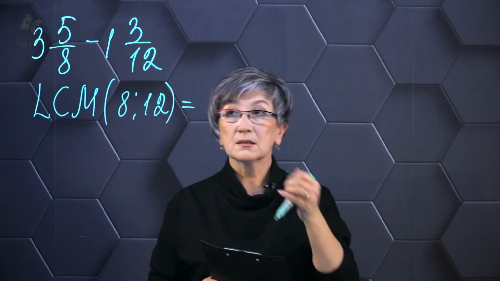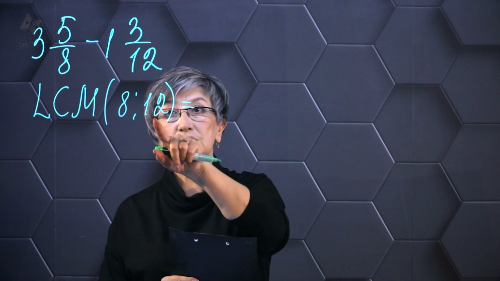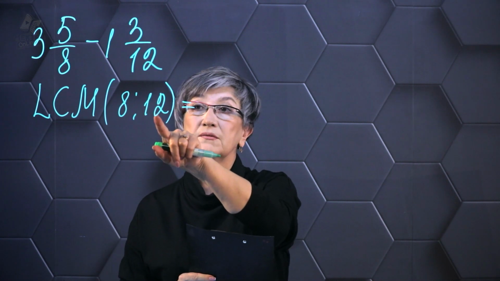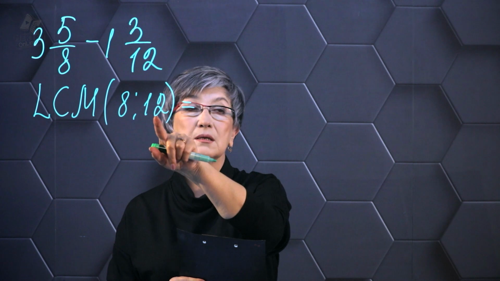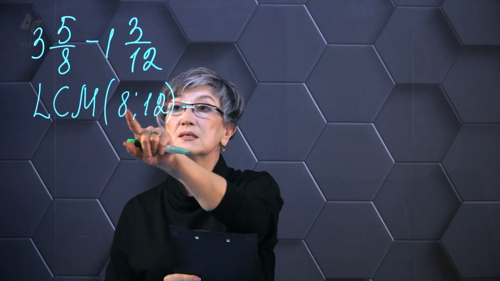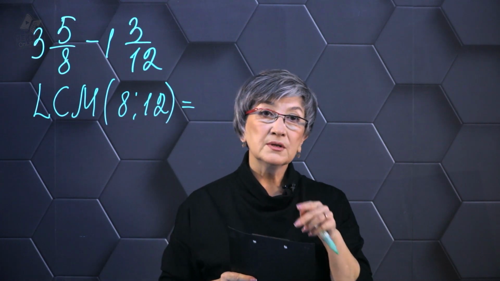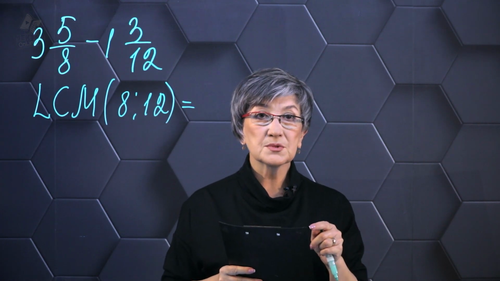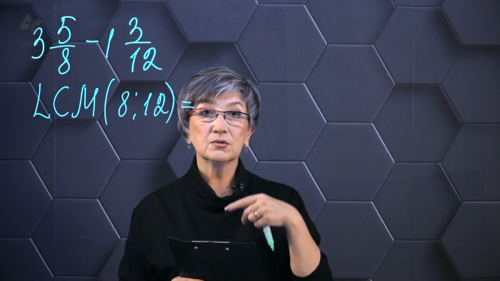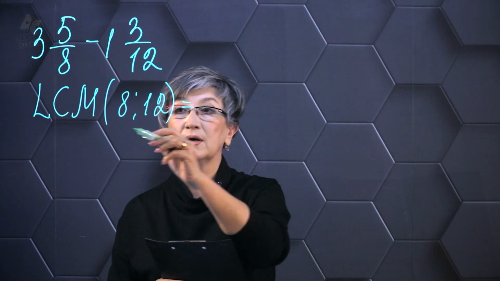We remember how to do it. We choose the larger of these numbers. That's the number 12. Is 12 divisible by 12? Yes, of course it is. Is 12 divisible by 8? No, it isn't. Therefore, 12 will not be the common denominator. Then what do I do? I multiply 12 by 2.